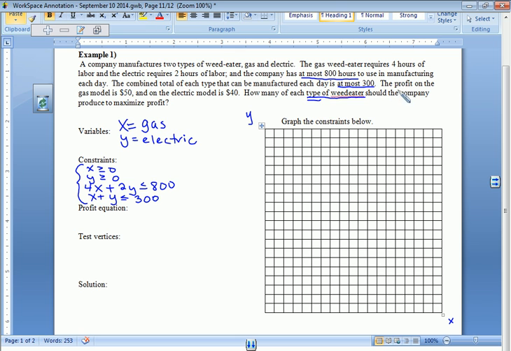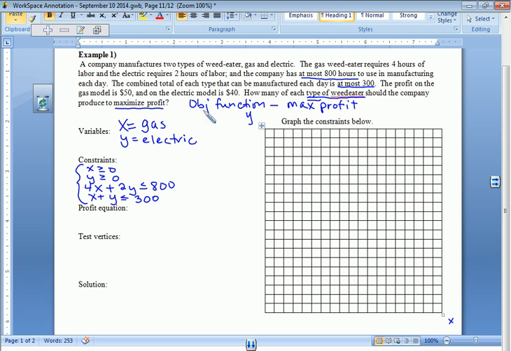We do have a few more numbers, so let's see if those are constraints. The profit on the gas model is $50, and on the electric model is $40. Is that a limitation or constraint? No. That takes us back to something we talked about yesterday. We talked about an objective function. What is the objective of this problem? What do we want to do? Maximize profit. So for us, our objective function involves maximizing the profit.